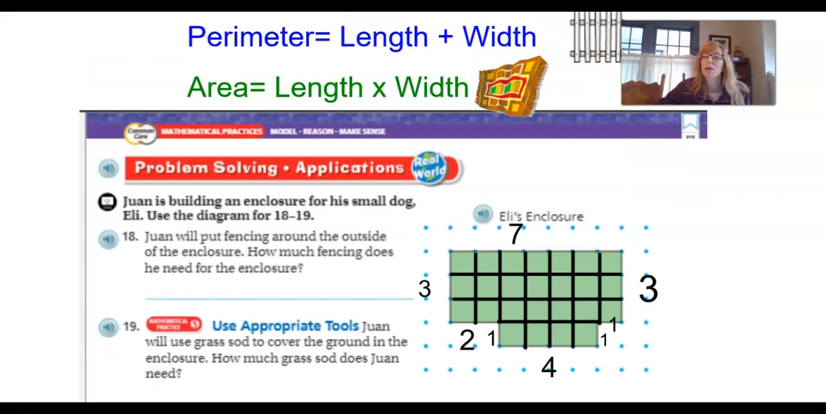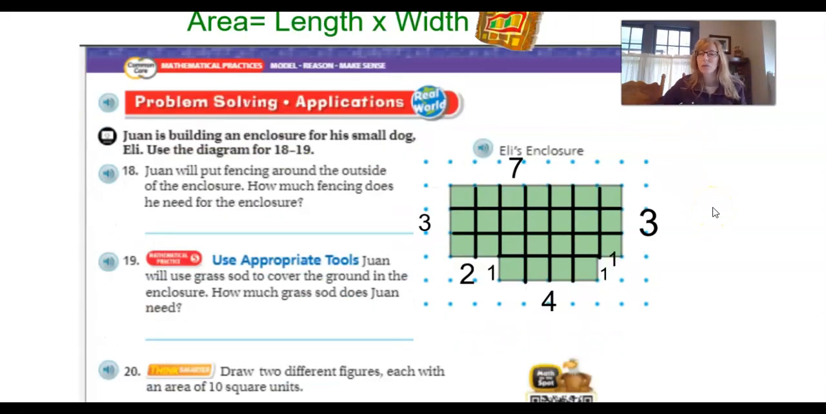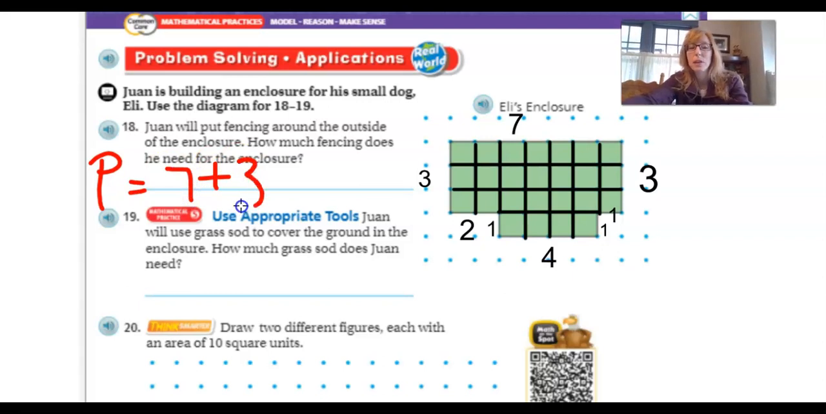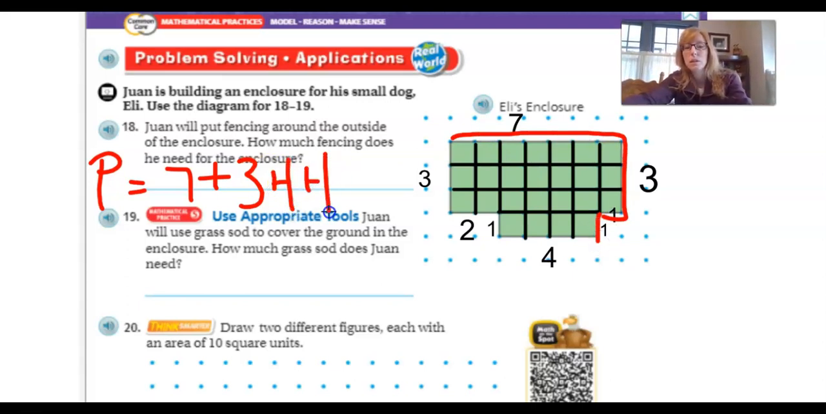Well, when we look back and we think about our previous lessons, in chapter 11, we know perimeter is length plus width. It's the fencing, it's the outside. So hopefully you went around and you counted and you did perimeter equals, and you did 7 plus 3, which I'm just doing around, plus 1, plus 1, plus 4, plus 1, plus 2. Oh my goodness, I'm running out of room. And then plus 3.